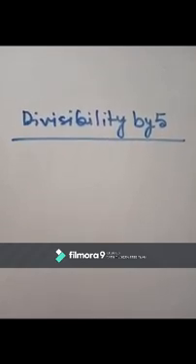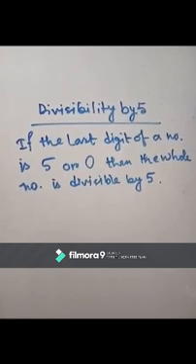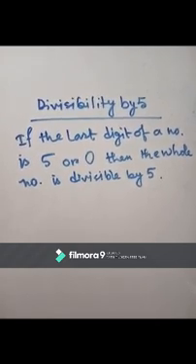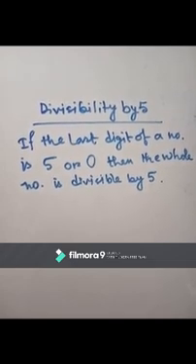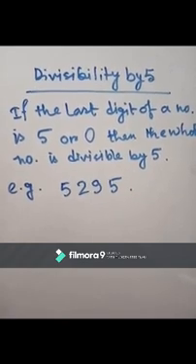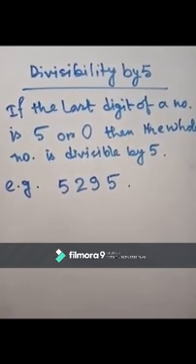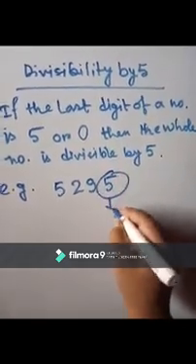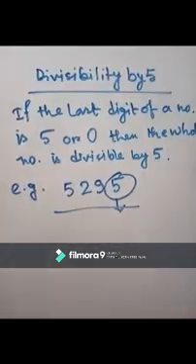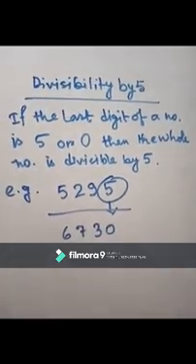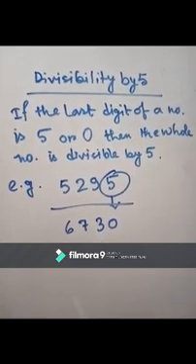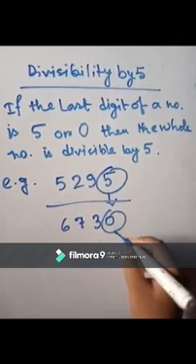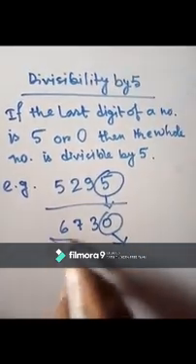Now the next one, divisibility of a number by 5. If the last digit of a number is 0 or 5, then the whole number is divisible by 5. For example, 5295. In this number the last digit is 5. You will see that this whole number is divisible by 5. Next example, 6730. This number also has the last digit 0, which is also divisible by 5.